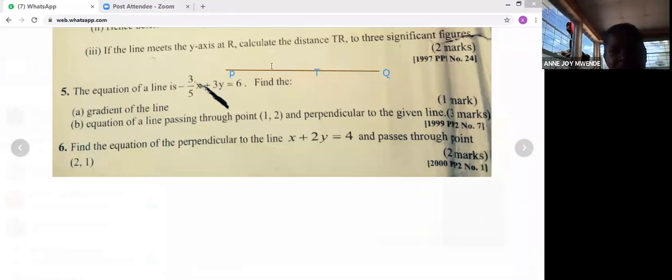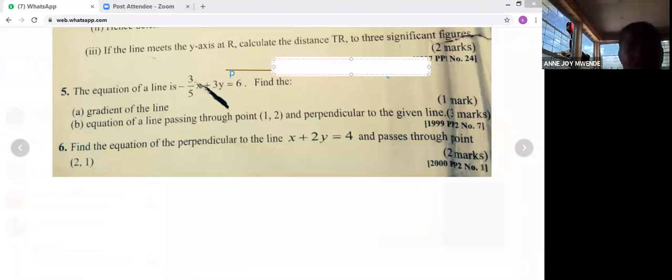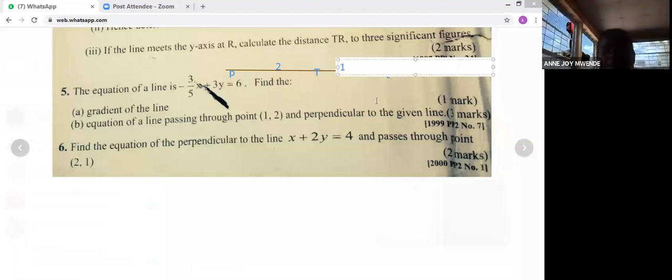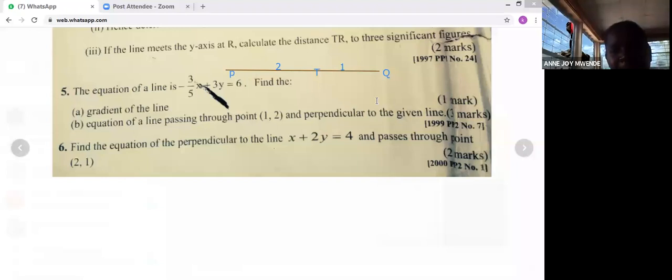And we are told that the ratio is 2 is to 1. Then we are asked to get the coordinate of T. And we find that we can get PT by writing it as 2/3 PQ. But literally, when we're drawing the Cartesian plane, I'll draw a Cartesian plane.